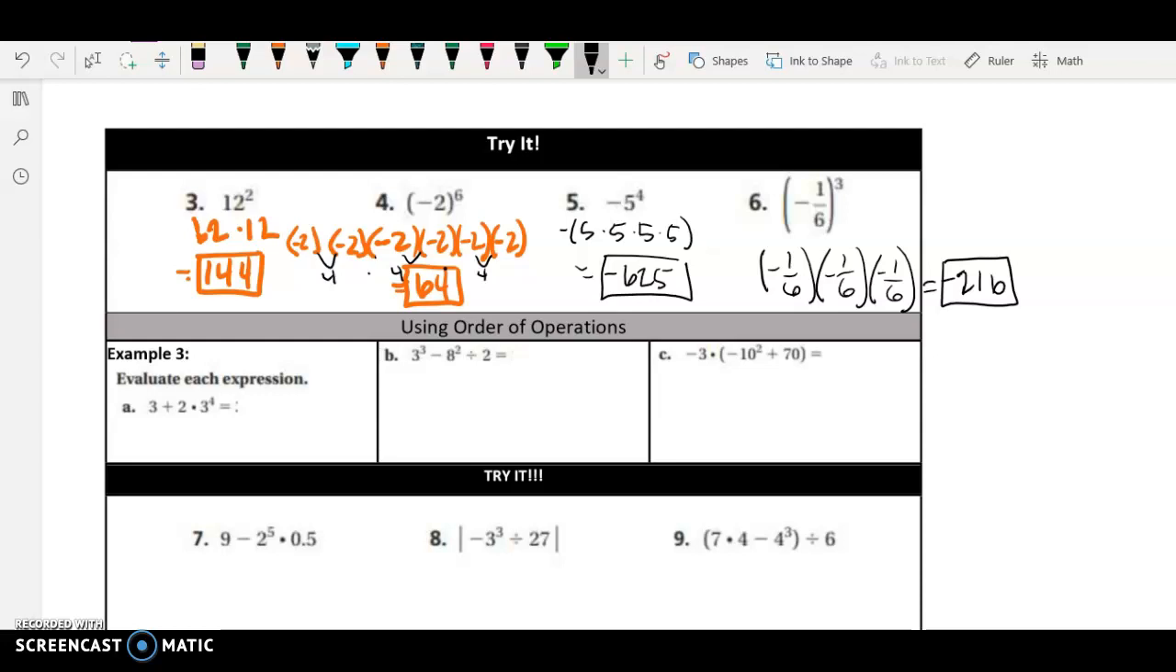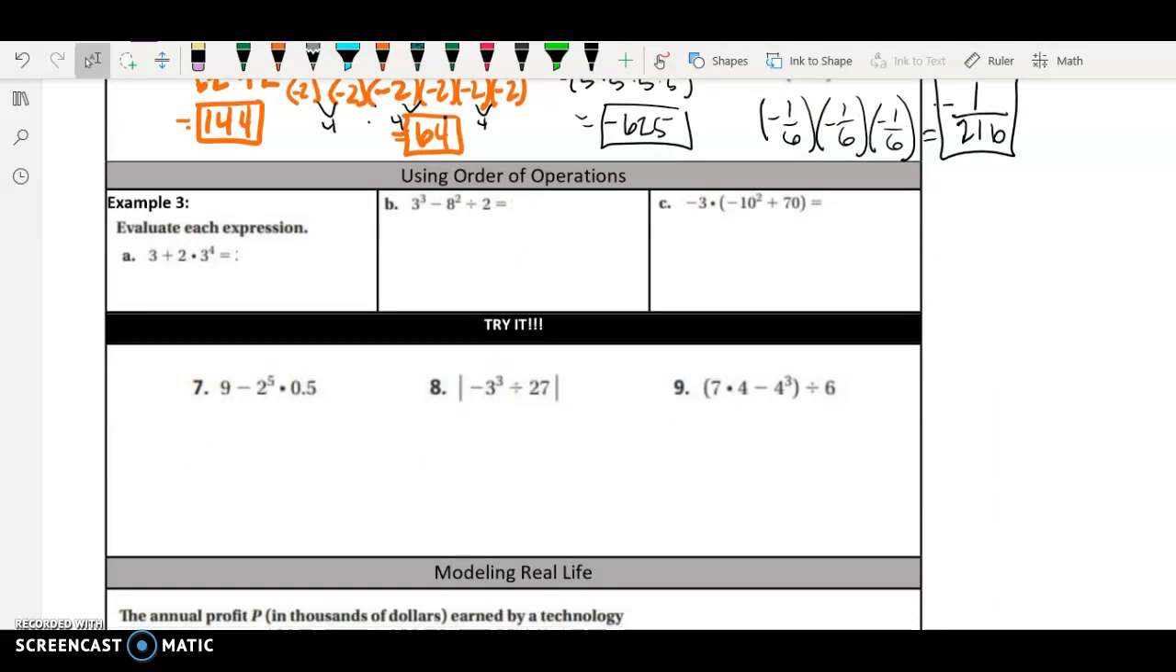Negative, and then 5 to the 4th power is negative times 5 four times, and so that gives us negative 625. And then for number 6, we have negative 1/6 to the 3rd power, so that's negative 1/6 times itself 3 times, and that gives us, oops, sorry, that should be over 1. So this is negative 1 over 216.